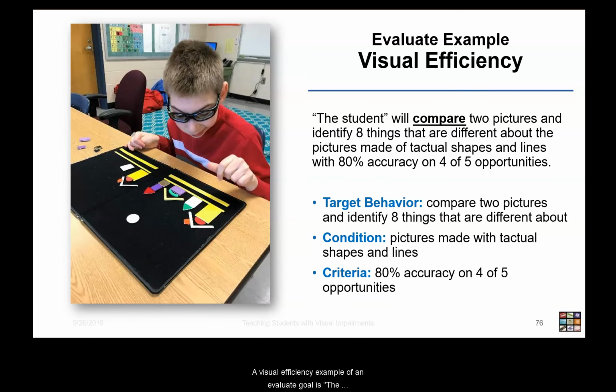A visual efficiency example of an evaluate goal is the student will compare 2 pictures and identify 8 things that are different about the pictures made of tactual shapes and lines with 80% accuracy on 4 of 5 opportunities. In this goal, the target behavior is compare 2 pictures and identify 8 things that are different about them. The condition is pictures made with tactual shapes and lines, and the criteria is 80% accuracy on 4 of 5 opportunities.